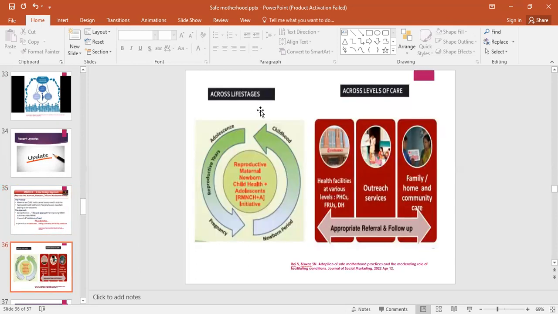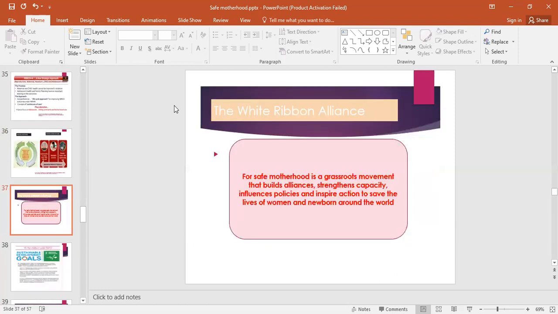There are different life stages: the newborn period, then childhood, adolescence, and then pregnancy. All these aspects are covered in this new strategy, RMNCH+A: reproductive, maternal, newborn, child health, and adolescent, across levels of care, health facilities at various levels, outreach services, and family, home, and community care, and appropriate referral and follow-up.